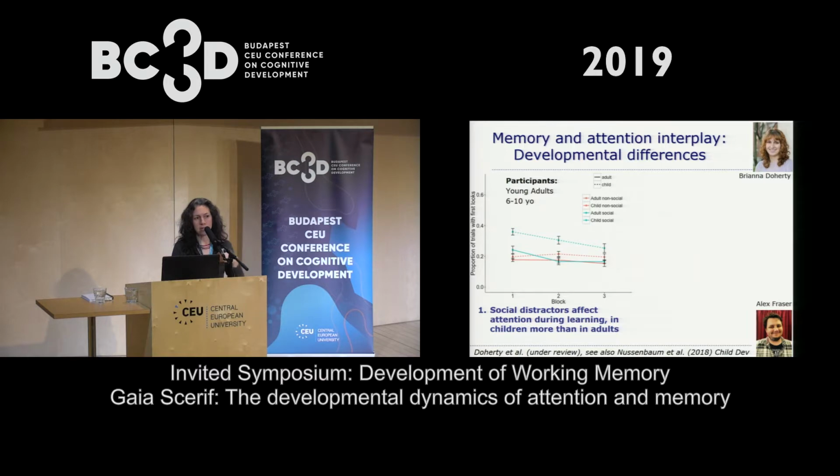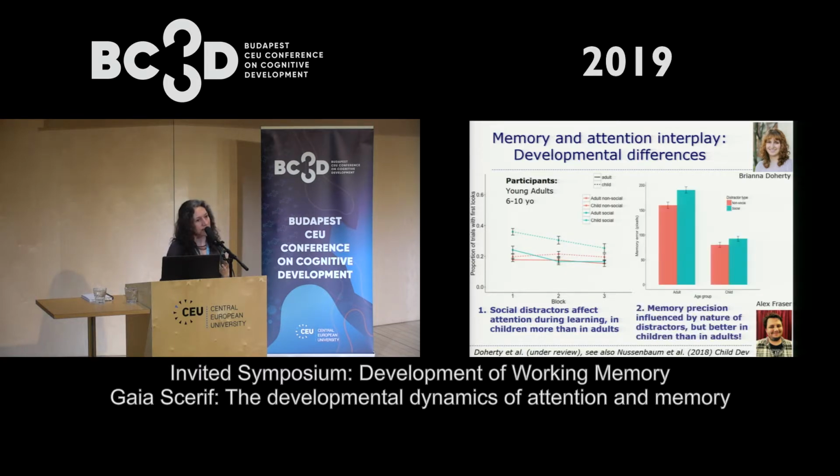She then went on to use that same paradigm with children, and again found some really interesting and even bigger effects of the social nature of the scenes on the learning phase. So what's plotted here over the 3 blocks when participants learnt is the proportion of trials when participants looked at the social distractors. And you can see the children are way higher than adults in that they really look at these social items a lot, especially to begin with.